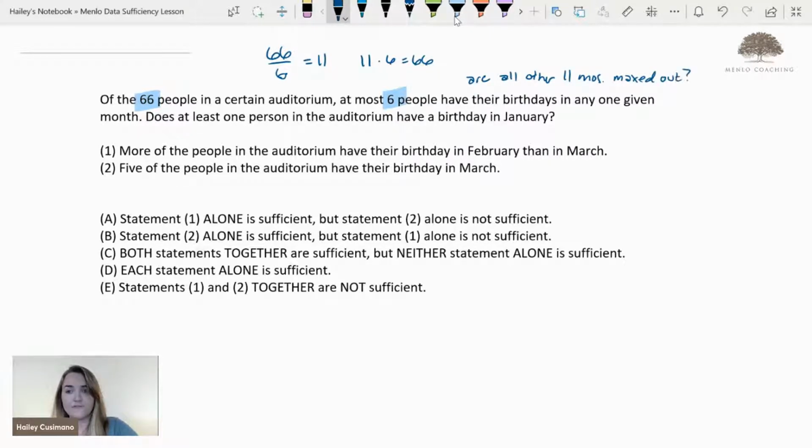So if you found yourself breaking down this 66 in a bunch of different ways throughout the answer options, throughout our statements, well, if we take a new lens to our statements, if more of the people in the auditorium had their birthday in February than in March, well, then at the very least, March wasn't maxed out. So this is enough information to answer our question. And similarly, if 5 of the people in the auditorium have their birthday in March, well, once again, we're in a position where March wasn't maxed out. We again have enough information to answer our question.